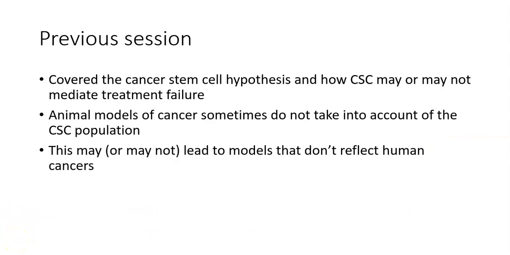So when we think about animal models of cancer, we want to know that those models represent human disease. And in previous lectures on this module, I've talked extensively about the cancer stem cell hypothesis and how cancer stem cells may, or possibly maybe not, mediate treatment failure. But all of these models need to take into account the cancer stem cell population if cancer stem cells are important, and if we're going to take them into account, we need them to be part of the model. Now, there are some models where this may not occur.